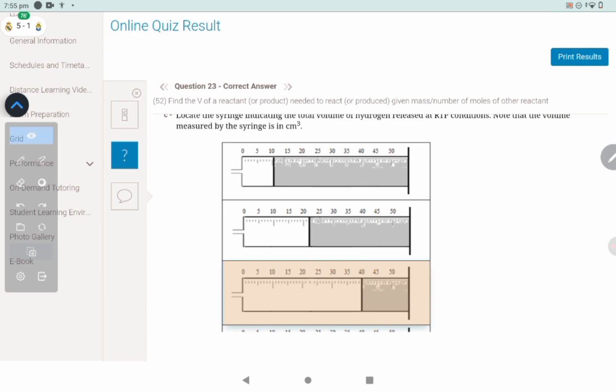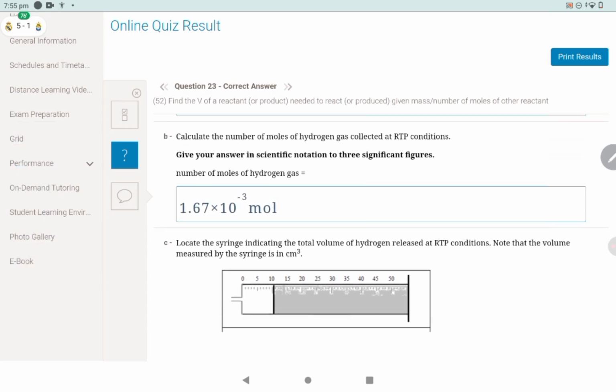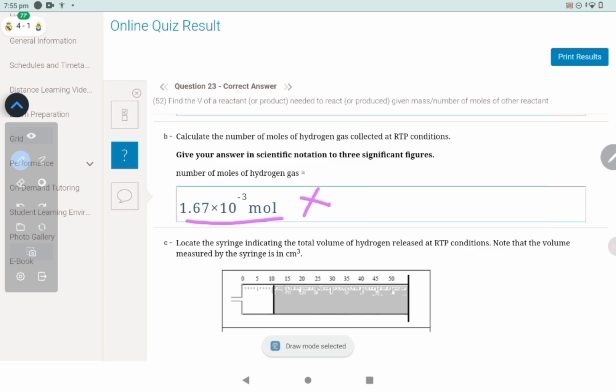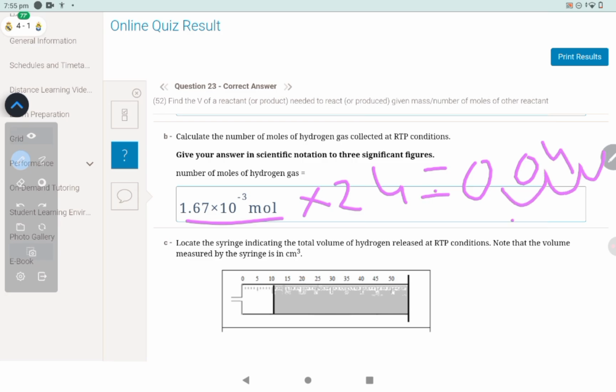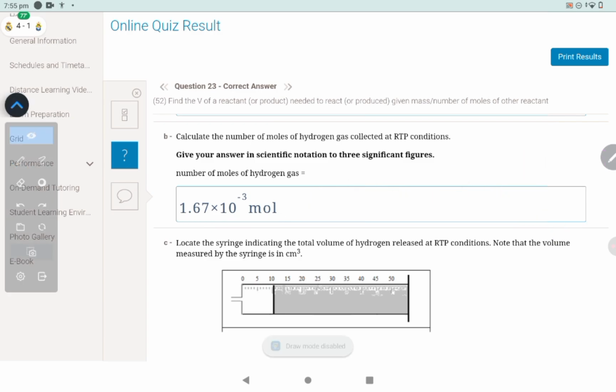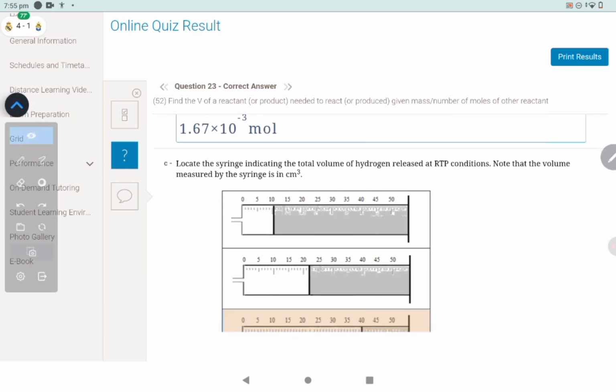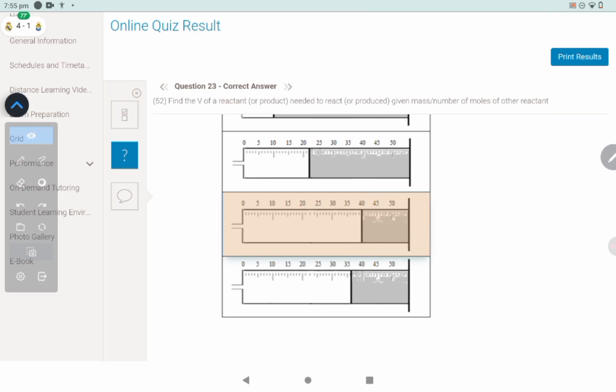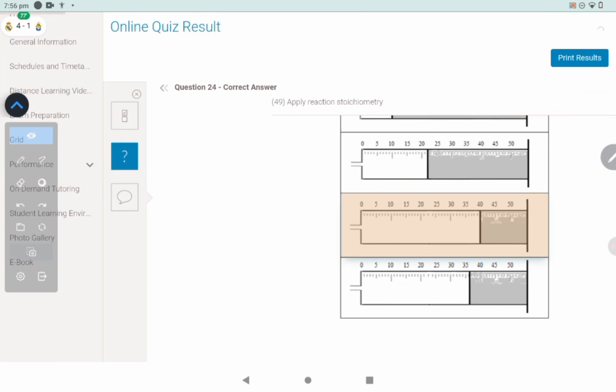But if they want it in centimeter cube, we have to multiply by 1,000. So when we multiply the moles by 24, we get 0.04, and then we multiply by 1,000 and we get 40. That is from decimeter cube to centimeter cube, we get 40. Okay, there it is. That's the amount of volume.